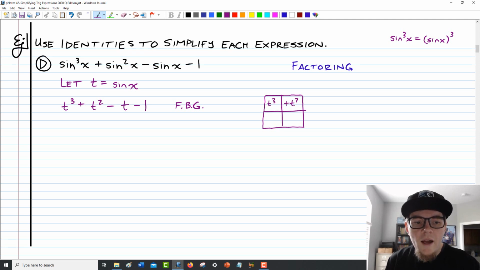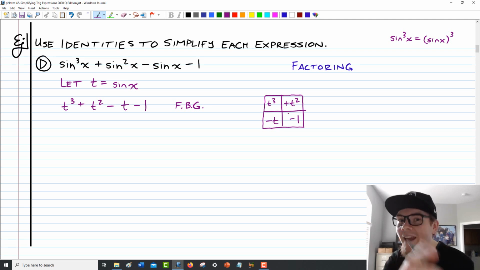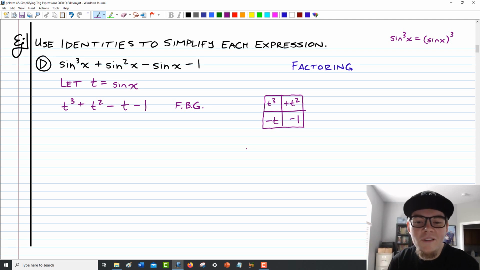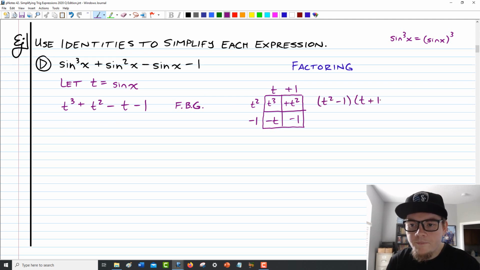So if we use the box, there are 4 terms, so it's ready-made to package. It's pre-packaged like a box for this strategy. So I can pull out some GCFs, t squared minus 1. I'll pull out a t, and over here it looks like just a plus 1. So what I notice is it looks like this thing factors to t squared minus 1 times t plus 1.